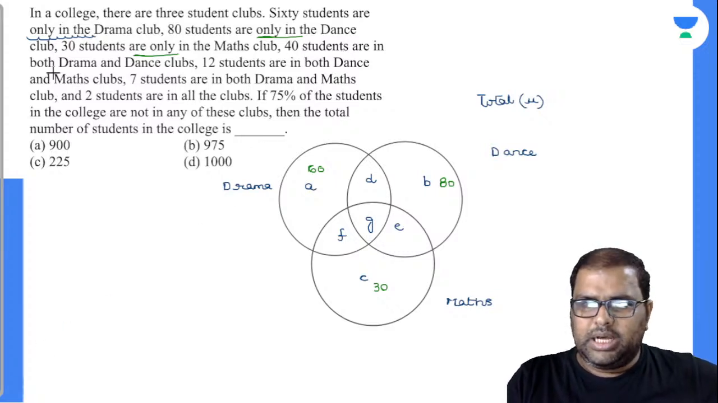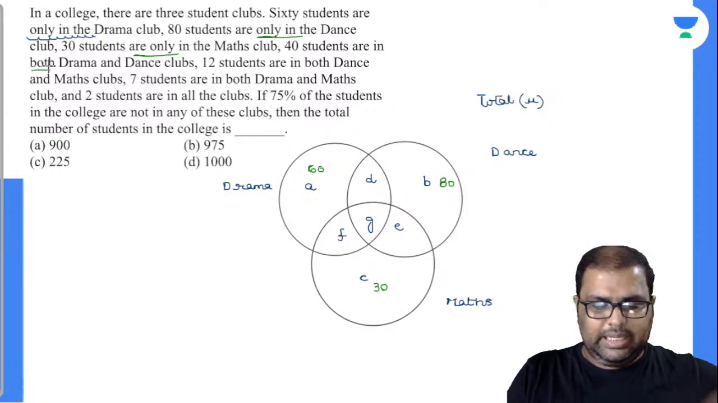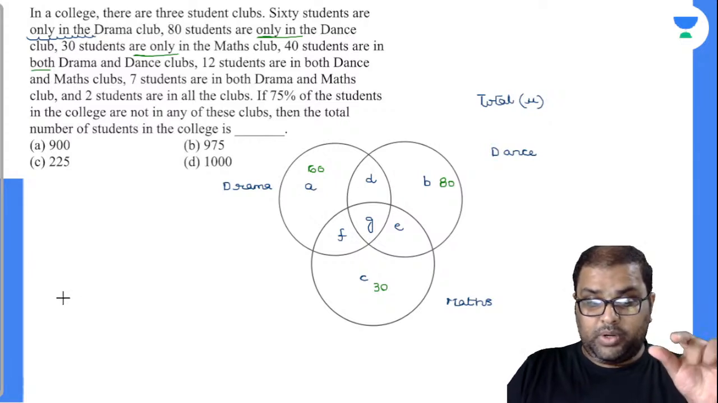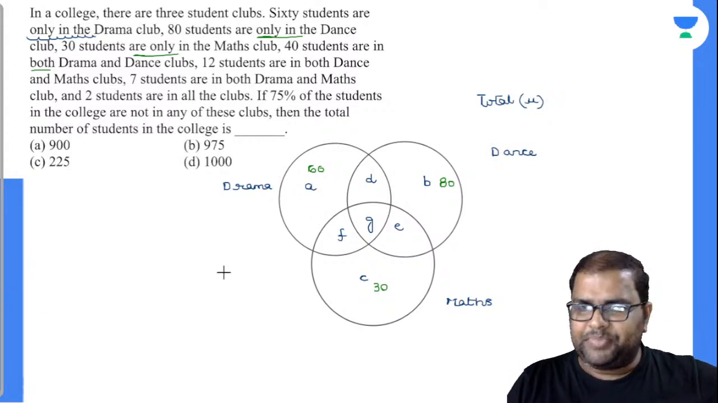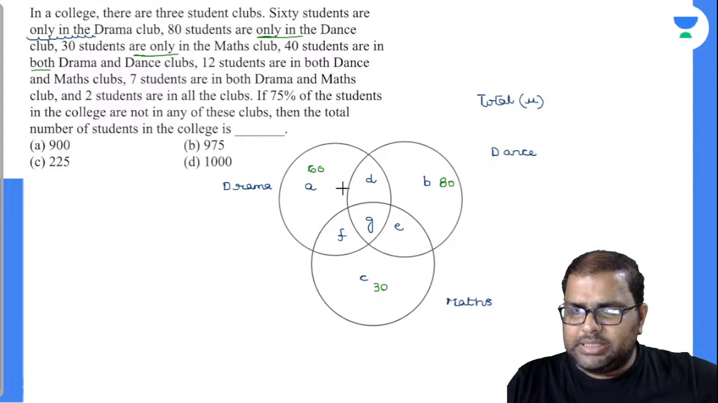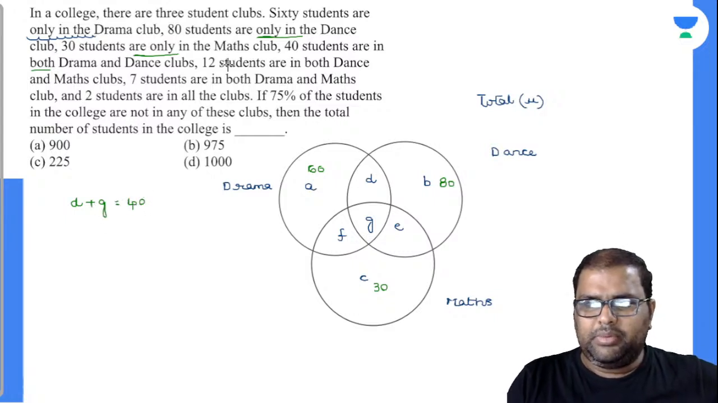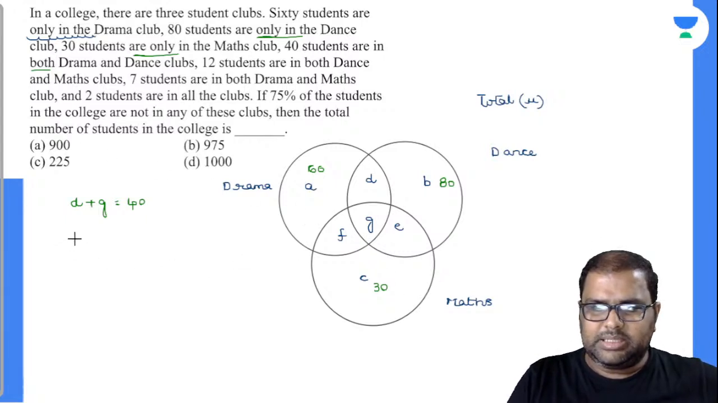40 students are in both drama and dance club. Is it given only drama and dance club? No, there is no such point called only. Both drama and dance club means the intersection of drama and dance club, so the D plus G value is given as 40. Okay, fine. Now come to the next one. 12 students are in both dance and math club. Dance and math club means the E plus G value is given as 12.